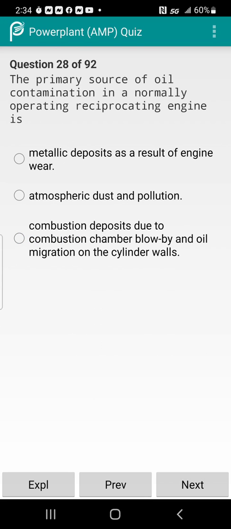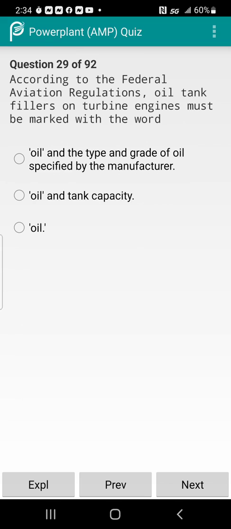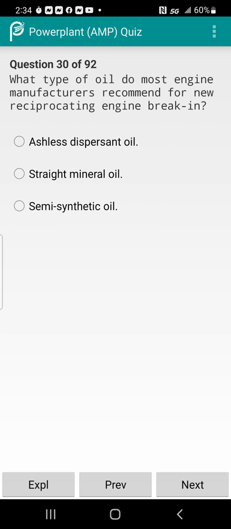The primary source of oil contamination in a normal operating reciprocating engine is combustion deposits due to combustion chamber blowby and oil migration on cylinder walls. According to the Federal Aviation Regulations, oil tank filters on turbine engines must be marked with the word oil. What type of oil do most engine manufacturers recommend for new reciprocating engine break-ins?